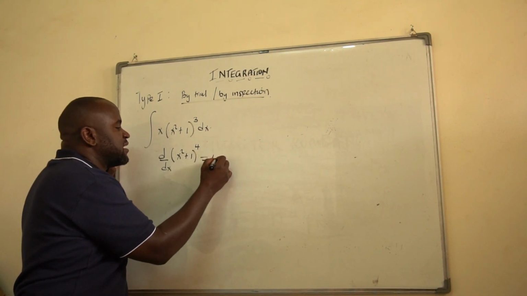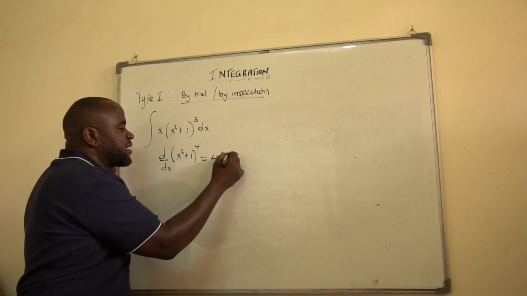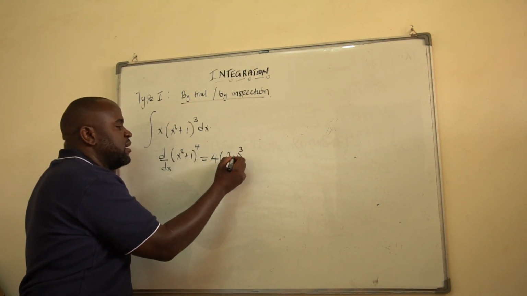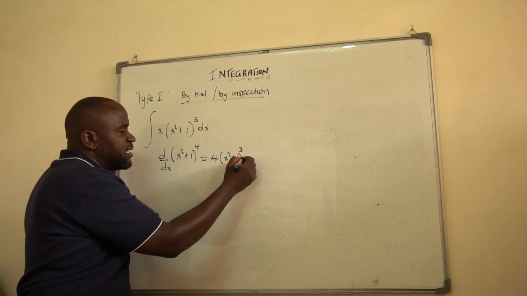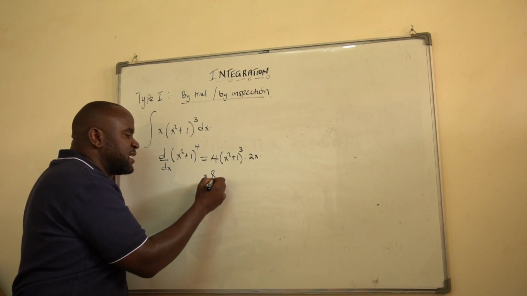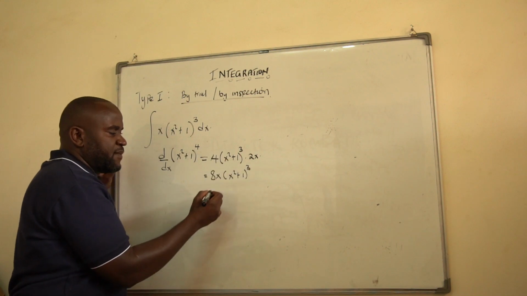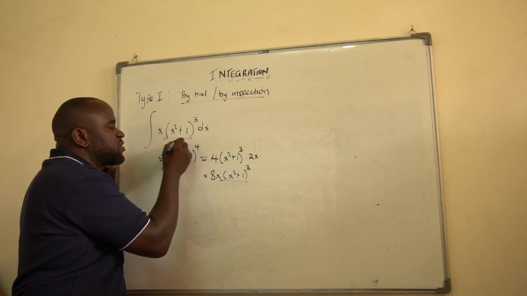If you differentiate using the power rule, (x squared plus 1) to the power 4, you get 4 times (x squared plus 1) to the power 3, then you differentiate the term inside the bracket and get 2x. So this gives us 8x times (x squared plus 1) to the power 3. This is the same as what the question has.